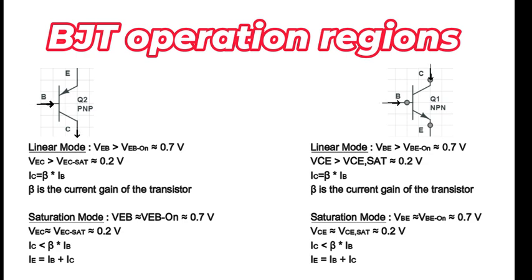The base emitter voltage, VEB, needs to be above 0.7 volts in linear mode, and the collector emitter voltage, VEC, stays above 0.2 volts. In saturation mode, VEB stays at 0.7 volts, and VEC drops to around 0.2 volts, with the same IC equals beta times IB relationship.